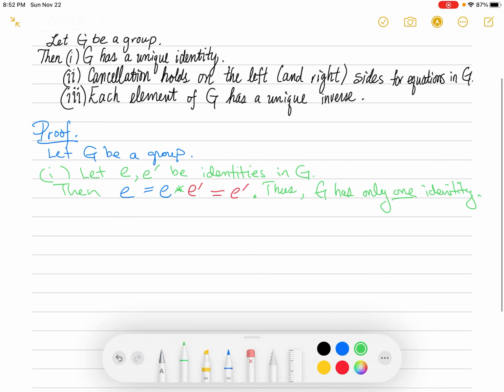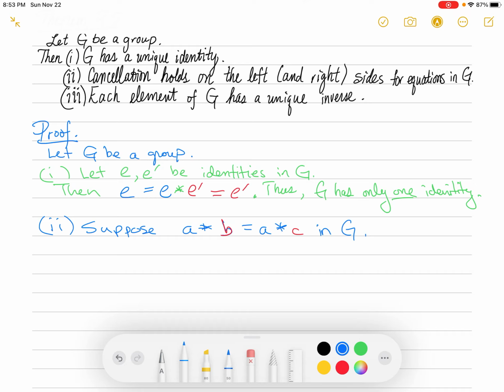Okay, let's do number two. We want to show cancellation holds. Actually, we've already proven that, I think in 7.1. Let's prove it again. Suppose A star B equals A star C in G. So these elements are in G and the equation is in G.